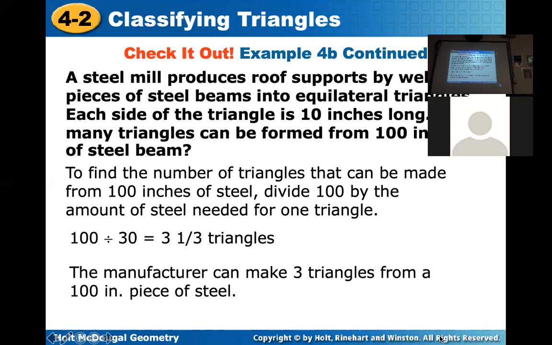So here's our proof. Okay, we are given that this is a triangle, ABC.